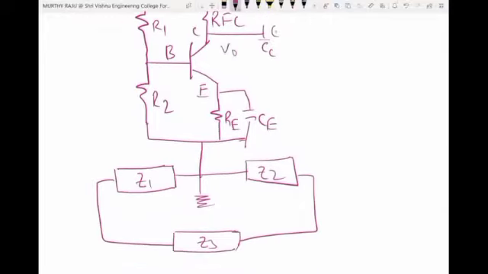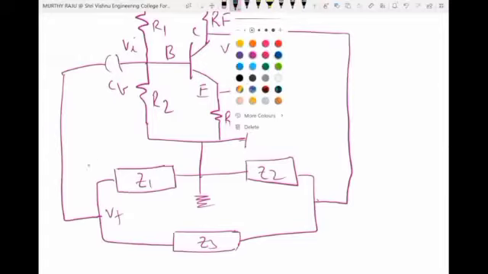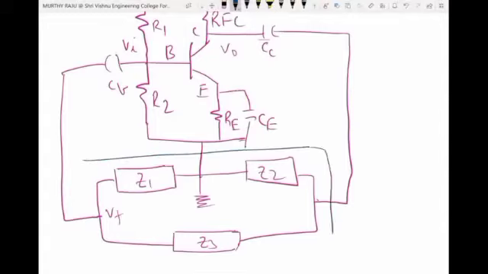This is the output of an amplifier. This output of an amplifier is connected to input to the feedback network. This is the tank circuit, consists of Z1, Z2, and Z3. Here CB is the base coupling capacitor. Output of this feedback network, this is VI, this is VF, this is V0. This one is the tank circuit.